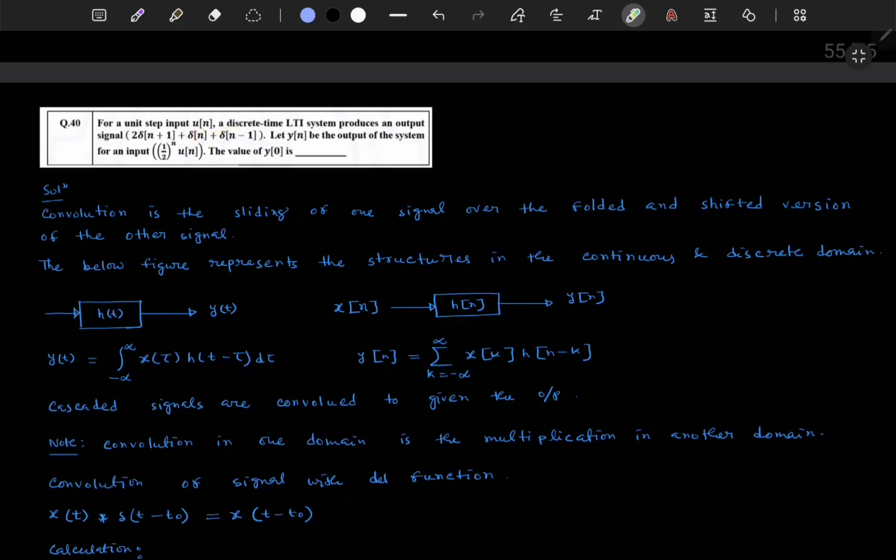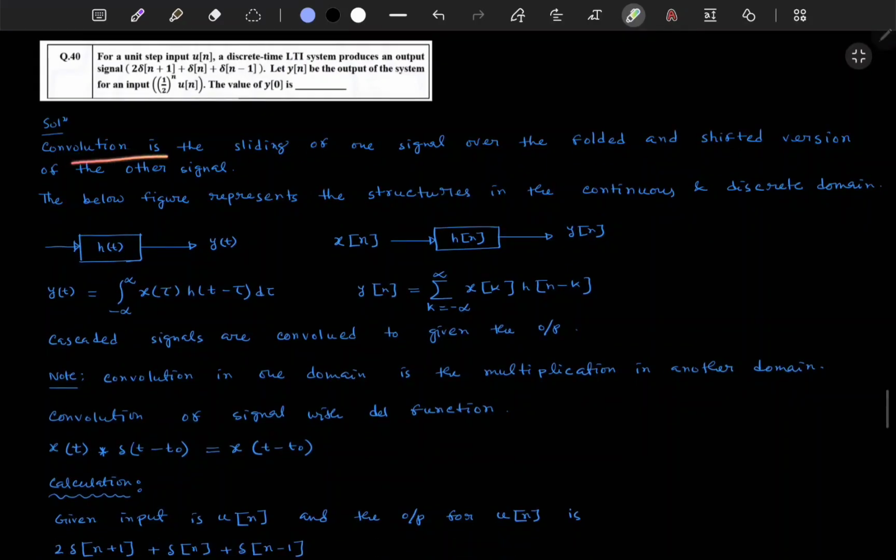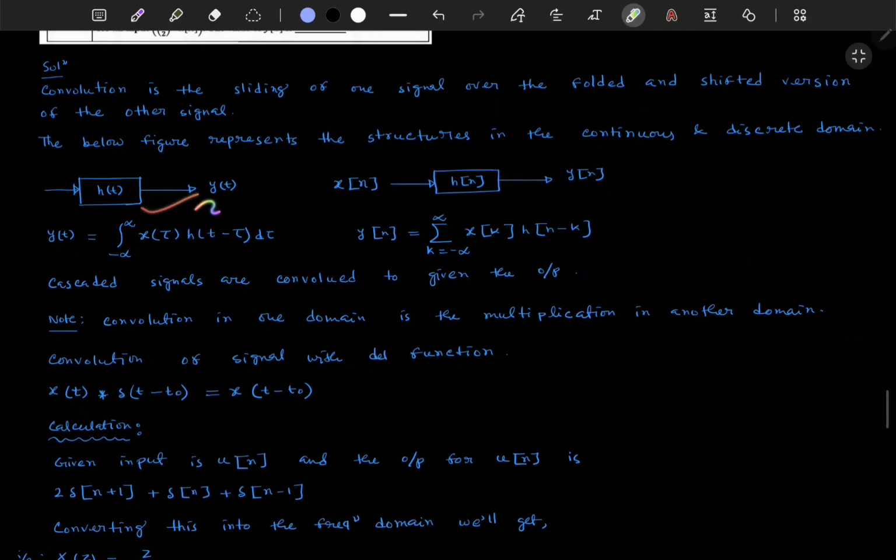For a unit step input u of n, a discrete time LTI system produces an output signal. Let y of n be the output of the system for an input; we need the value of y of 0. Convolution is the sliding of one signal over the folded and shifted version of the other signal. The below figure represents the structures in the continuous and discrete domain. This is the continuous domain, h of t and y of t. So y of t equals integration from minus infinity to infinity of x of tau h of t minus tau d tau, and y of n equals summation of k equals minus infinity to infinity of x of k h of n minus k.